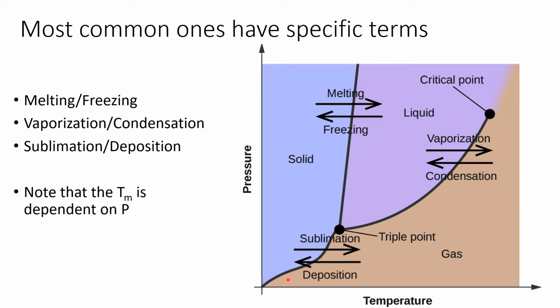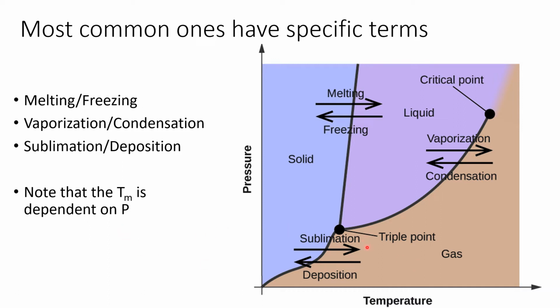Going the other direction is called deposition, from gas directly to a solid. So you should be familiar with those terms and how they relate to each other. Now, here I have this note that Tm, and I mean melting temperature, but you could also say T vaporization or whatever, any of the temperatures are dependent on pressure.